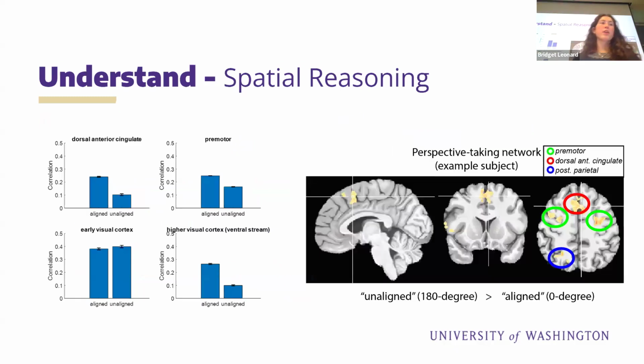When we look at those results, we see that specifically in the dorsal anterior cingulate and the premotor cortex, we have higher correlations for aligned trials than unaligned trials. So our model, based on LLaVA's features, is better at predicting brain activity for aligned trials compared to unaligned trials. So it's missing some of the information that's needed to predict what's going on in the brain during those unaligned trials. The early visual cortex is just extracting really simple visual information, so it's not a surprise that we don't see a huge difference in information there.